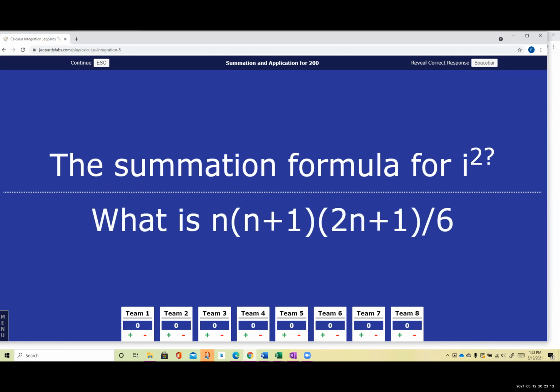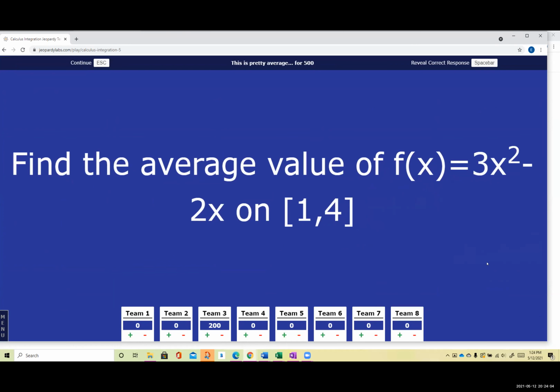The next example is this is pretty average for 500 points. And that says find the average value of f of x equals 3x squared minus 2x on that interval from 1 to 4. So if you're watching this at home, pause the video and work on it and then come back.